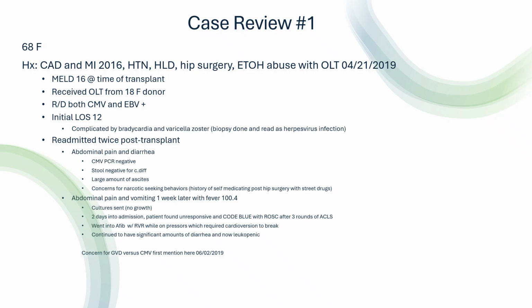She continued to have significant amounts of diarrhea, and unfortunately now was leukopenic. So this was, again, less than a week into her stay. I mean, that sounds like a whole gamut of problems that happen in less than a week's stay. But now, unfortunately, this is where we start to see, now that she had this new return of diarrhea, and she's now leukopenic, this is when graft versus host is actually mentioned in her chart as being a potential or a possibility.